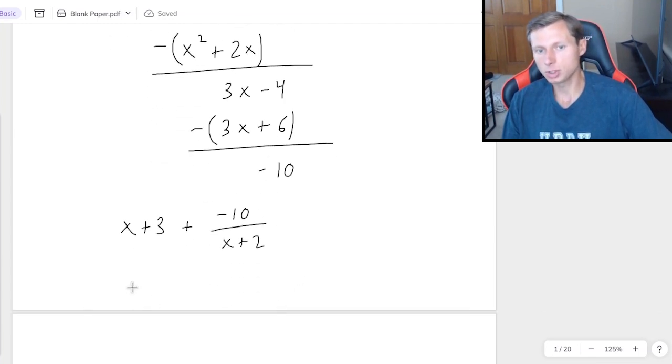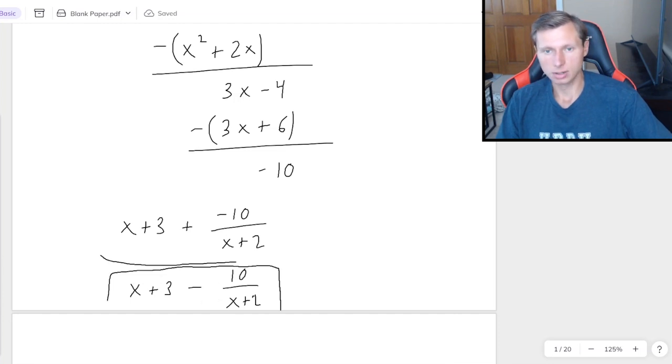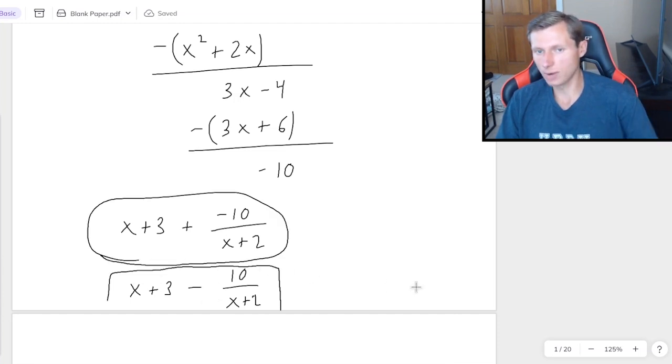If you'd prefer to instead write x plus 3 minus 10 over x plus 2, in other words, just move the negative sign out in front, both of these answers are correct. I don't care which one you write. They're the exact same thing. And that is how we do polynomial long division.